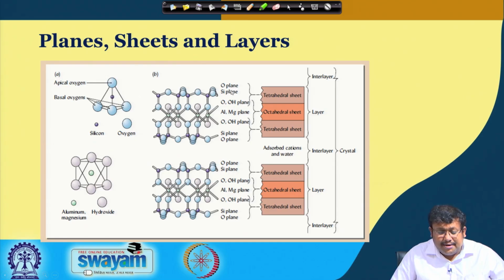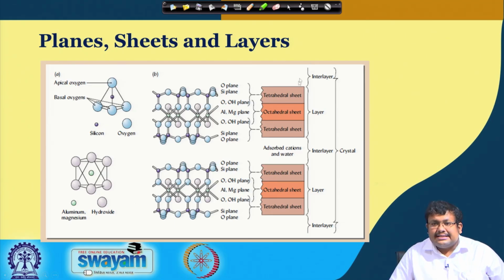So, obviously based on this structure they will get an O plane followed by a silicon plane, and then they will get an O, that means oxygen as well as hydroxyl plane, followed by aluminum and magnesium plane, then again oxygen hydroxyl plane, then again silica plane, and then followed by an oxygen plane. So, as you can see, this basically defines how this 2:1 structure is composed of.